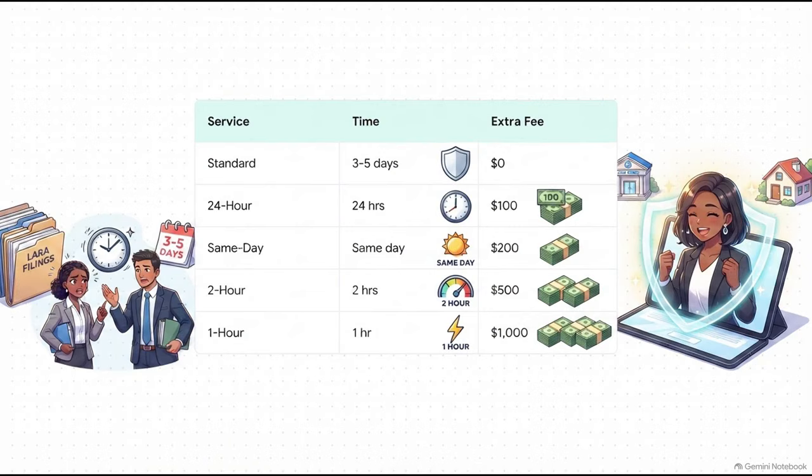Now, let's talk timelines. If your business is frozen and you need that liability shield restored like yesterday, LARA does offer expedited processing options. Standard review takes about 3 to 5 business days and doesn't cost a penny extra.